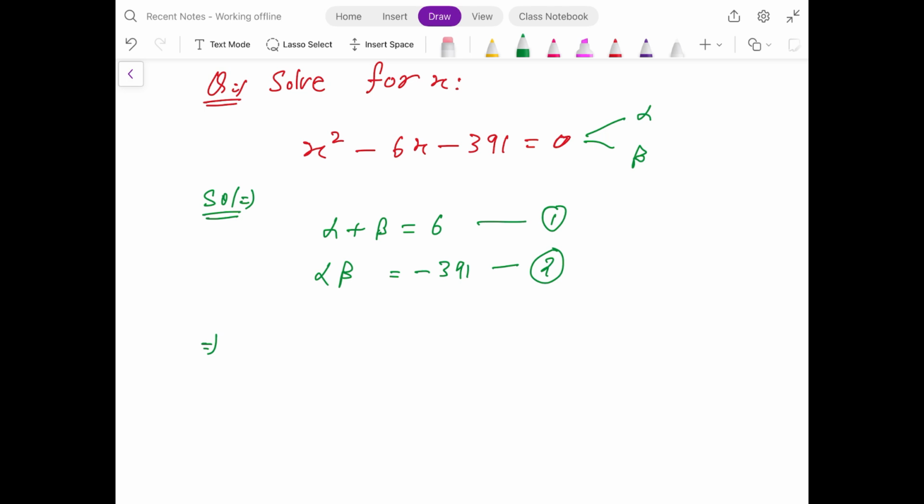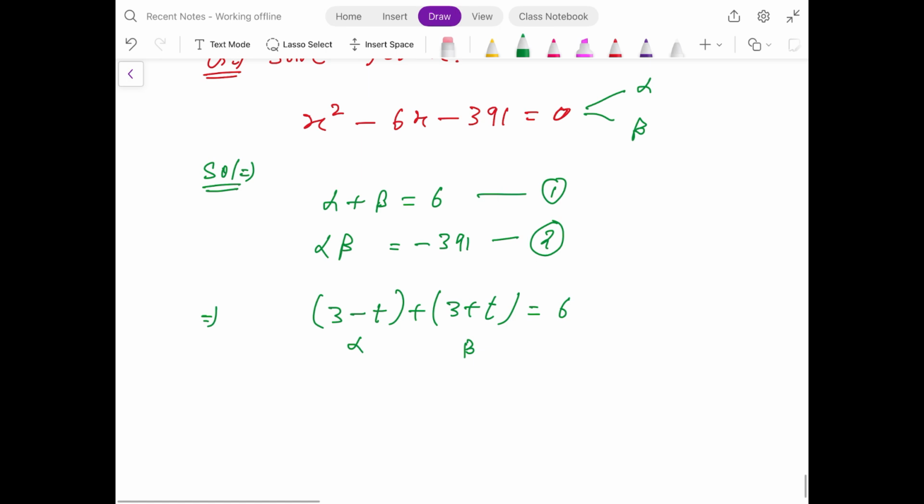So if the average of the sum of roots is 3, and we add and subtract a fixed quantity, that is t, to and from 3, then the sum of roots, 3 minus t plus 3 plus t, will still be 6. If we consider 3 minus t as alpha and 3 plus t as beta, the sum of roots is 6, and those roots are 3 minus t and 3 plus t. So here we have to find the value of t, and based on the value of t we will find the exact roots of the quadratic.